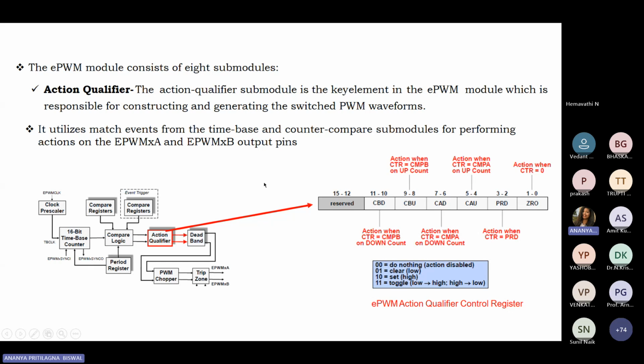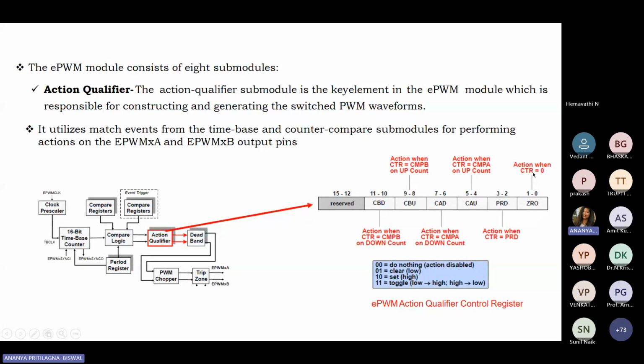Now, as I said earlier, EPWM consists of 8 submodules. Now, the action qualifier submodule is the key element of this EPWM, which basically takes the decision. It is utilized to match the events from the time base and the counter compare submodules for performing actions on two channels, two output pins, that is EPWMA and EPWMB. So this action qualifier is a 16-bit register.